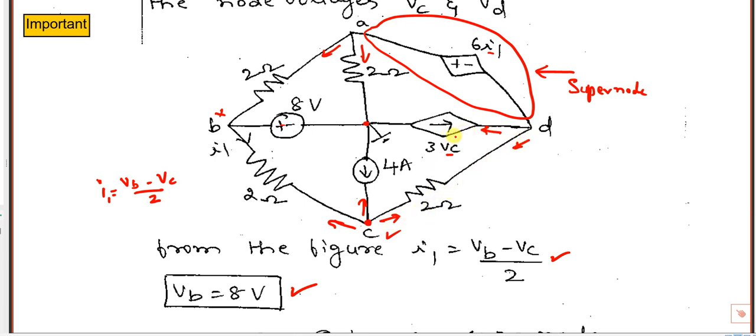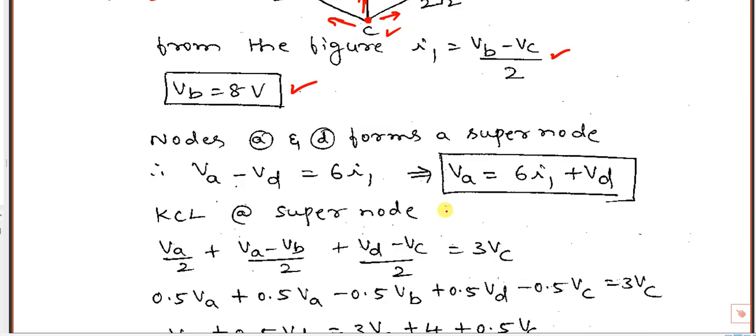And minus 3 VC. This current is going to the left side but this one is coming from the right side, so minus 3 VC. If you bring it to the right side, it becomes plus 3 VC. The current is going into the node, and these three are currents leaving the node. Written on the left side, minus 3 VC equals 0, and on the right side it becomes plus 3 VC. We already know the VB value, VB is 8 volts.